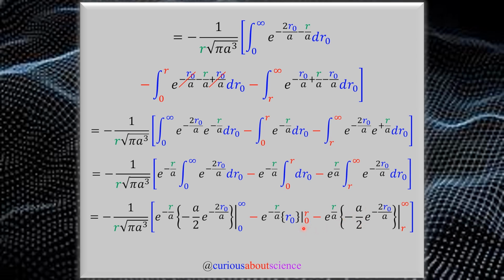Same thing here, negative a over 2 e to the negative 2 r0 over a, evaluate from infinity to r. So we get a lot of repetition here in evaluating. Thankfully, infinity and 0 are really good friends for the exponentials in terms of simplifying. So let's go ahead and evaluate.